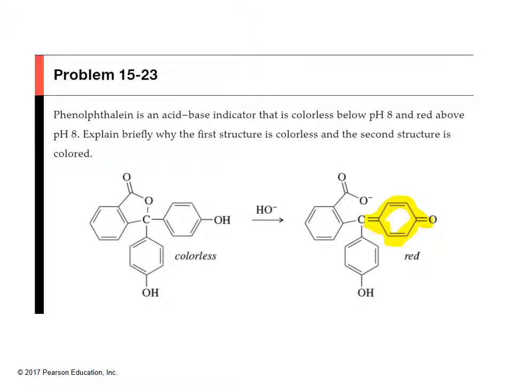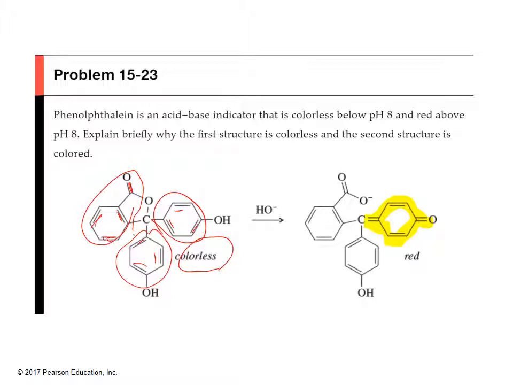In number 23, you've got phenolphthalein. Phenolphthalein is an acid-base indicator that is colorless at a pH of 8 and red above a pH of 8, and explain why one is colorless and one is not. So here's the one that's colorless. If you're following conjugation patterns, I see conjugation here, which is conjugated within this ring, but then there's kind of a break in the conjugation. There's a little bit more conjugation down here, but it's separate from the conjugation up here. So there's 3 separate areas of conjugation. That's an area of conjugation, that's an area of conjugation, and that's an area of conjugation. That one came out colorless.